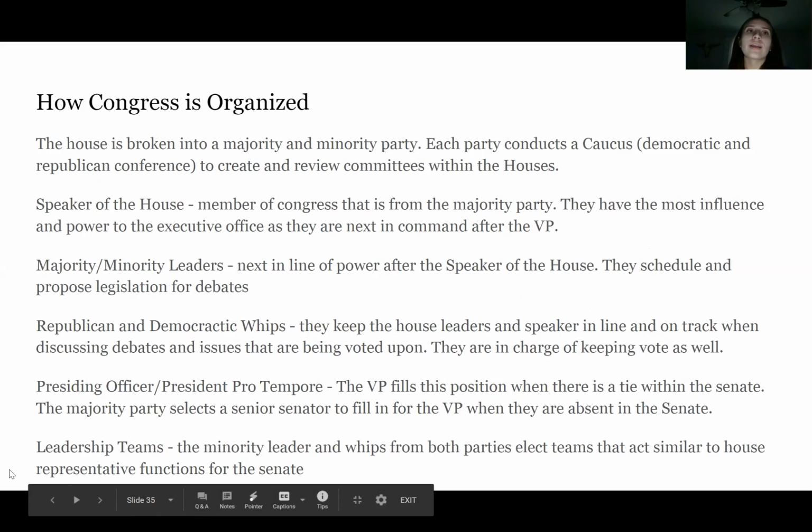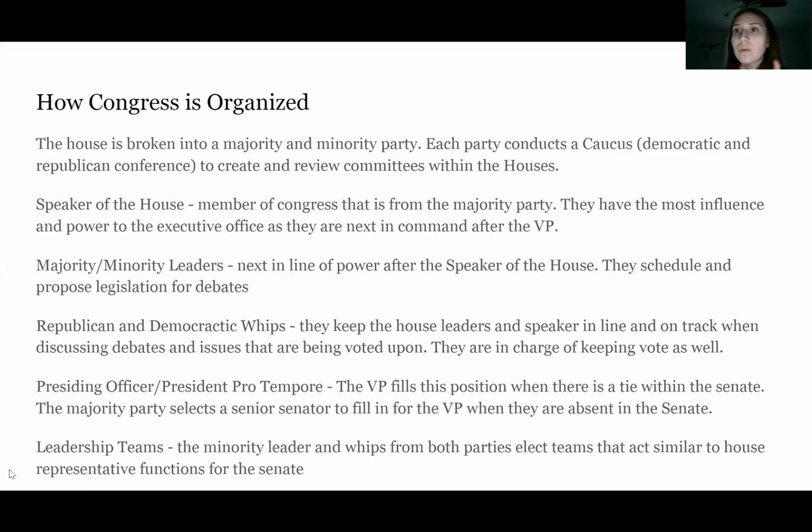How Congress is organized. The House is broken up into minority and majority parties. Each party conducts a caucus. We see these through conferences between the two different parties to review and create committees within the House. So within Congress and the two different houses, Senate and House of Representatives, we also have minority and majority parties.